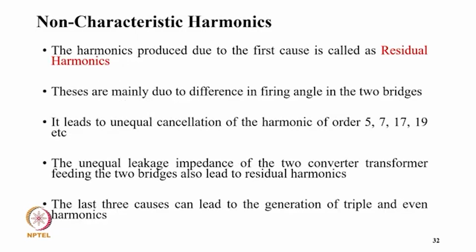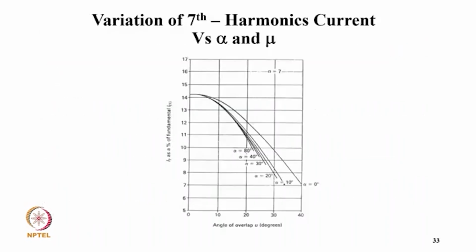Now coming to non-characteristic harmonics, so harmonics produced due to the first cause are called the residual harmonics, and these are mainly due to the difference in firing angle of the two bridges, and it leads to unequal cancellation of harmonic order of 5th, 7th, 17th, 19th, etc. And the unequal leakage impedance of the two converter transformers feeding the two bridges also leads to residual harmonics. And the last three causes lead to the generation of triplen and even harmonics.